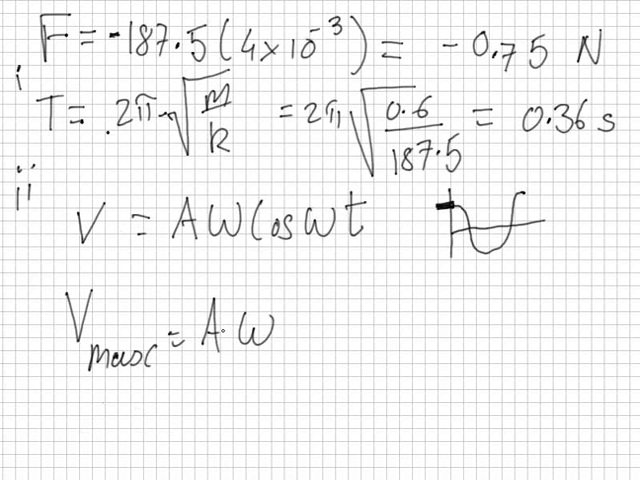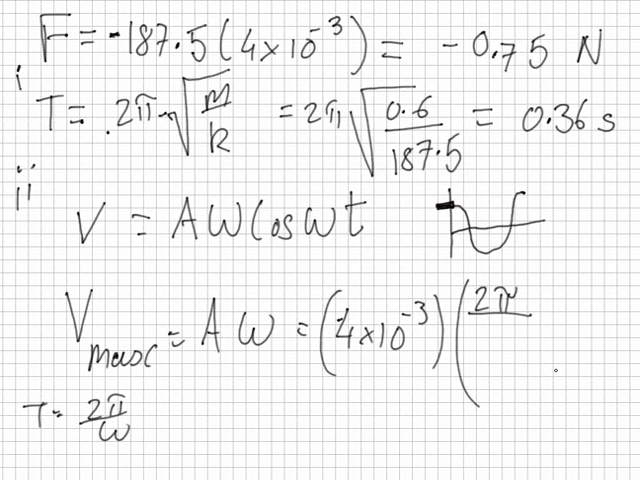Now, what does the A represent? That's how much you pull it at the start. So what are we told the A is here? 0.004, 4 times 10 to the minus 3. Now, do we have omega? No. But we have this formula: T equals 2 pi over omega. So what does omega equal? 2 pi over T. That's right. And do we have the T? We sure do. It's 0.36.